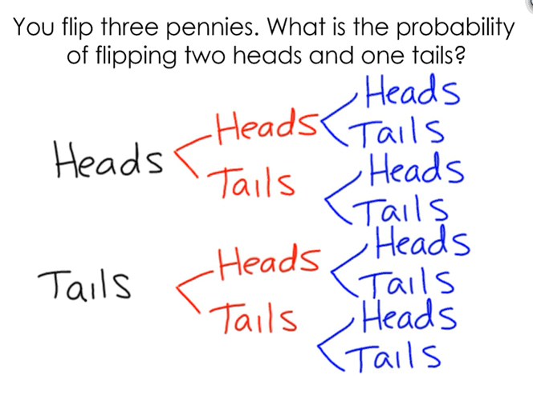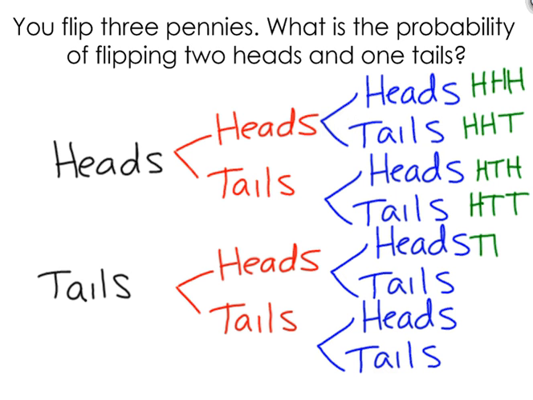So really quick off to the side, I'm going to list out what the sample space is, what our possible outcomes are. So we could have heads, heads, heads; heads, heads, tails; then we could have heads, tails, heads; heads, tails, tails; and then tails, heads, heads; tails, heads, tails; tails, tails, heads; and finally tails, tails, tails.